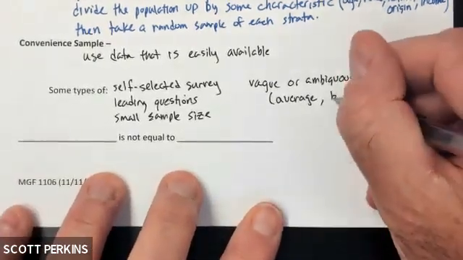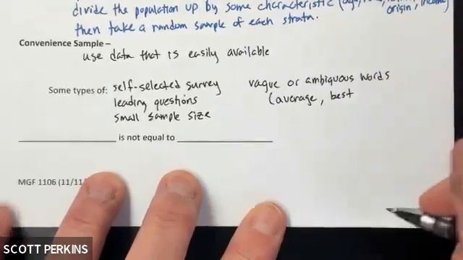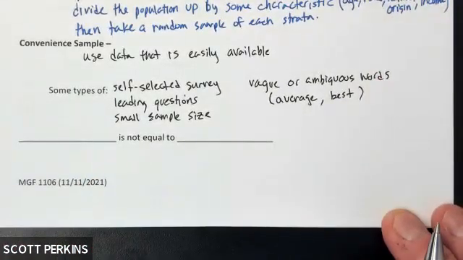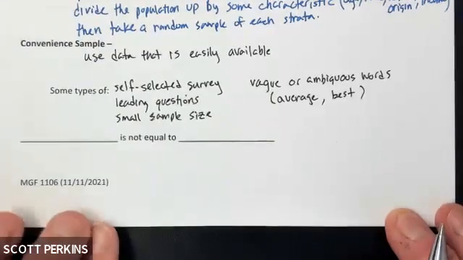Or if you say the word like best, okay, any sort of value word, that makes your data suspect.